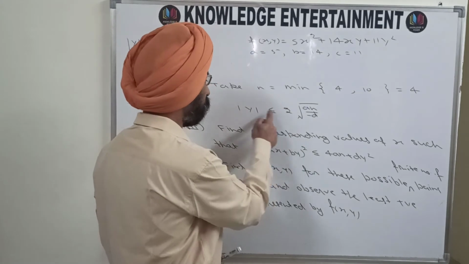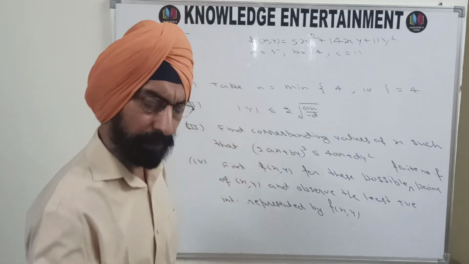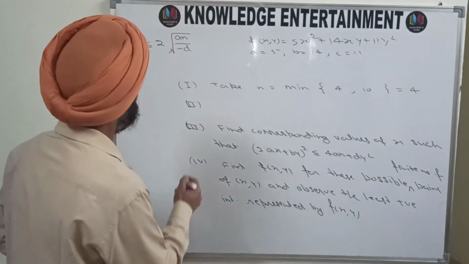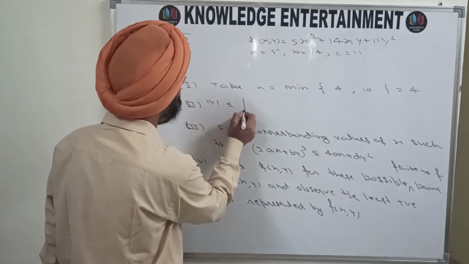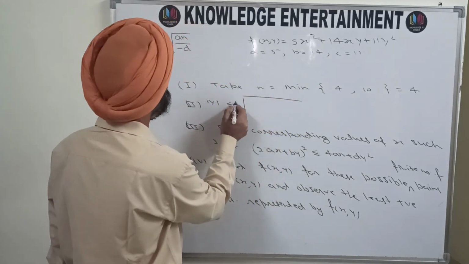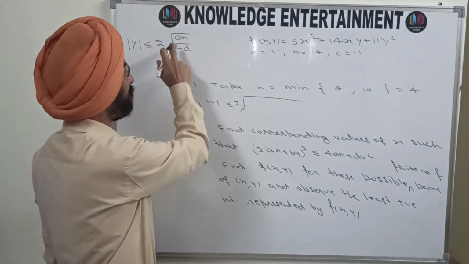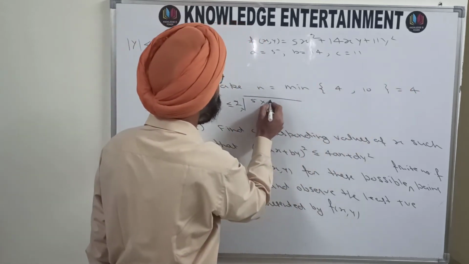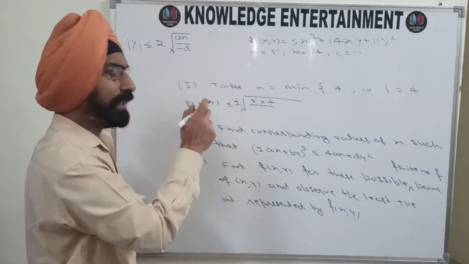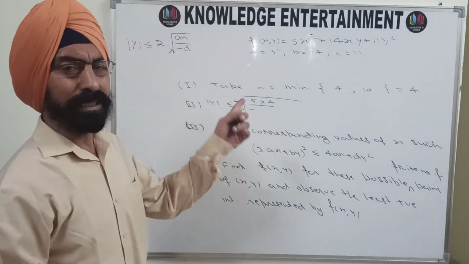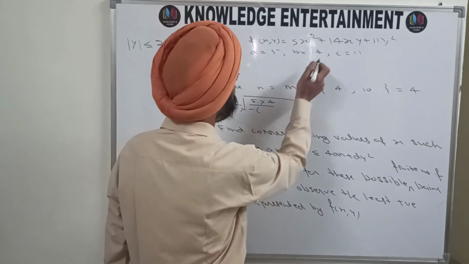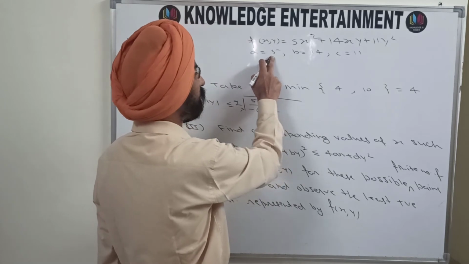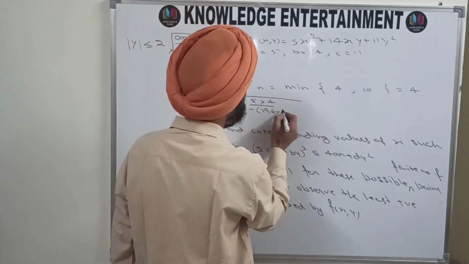So you have mod y less than or equal to 2 under the root a n by d. I am writing it a little back so that I will get some space to write it. Mod y is less than or equal to under the root 2 times a n upon minus d. What is your a? A is 5 into n. N we have just obtained, 4, over minus d. So minus, and d is the discriminant, b square minus 4ac. So b square 196 minus 4ac. 4 into 5 is 20, 20 into 11 is 220.